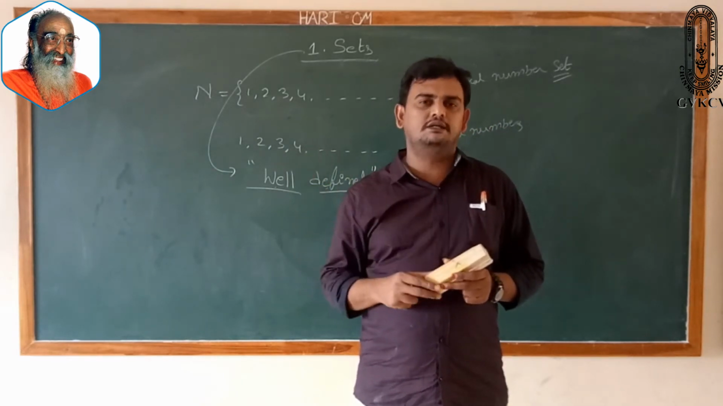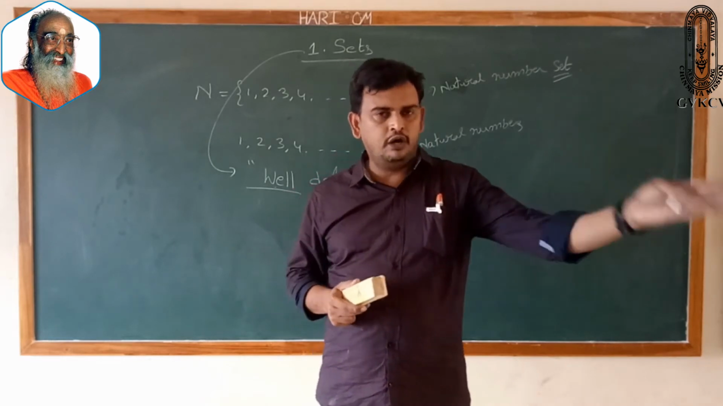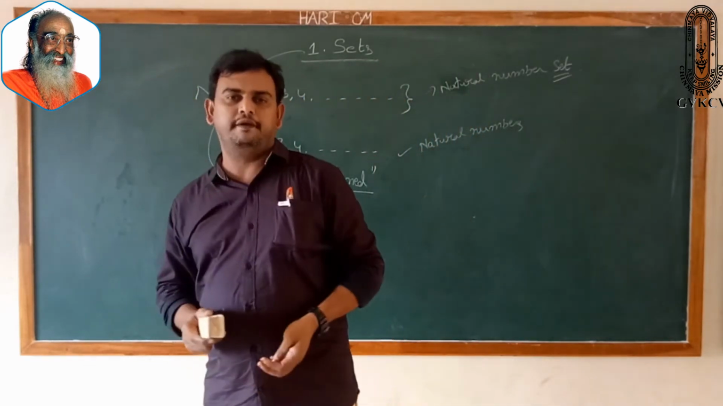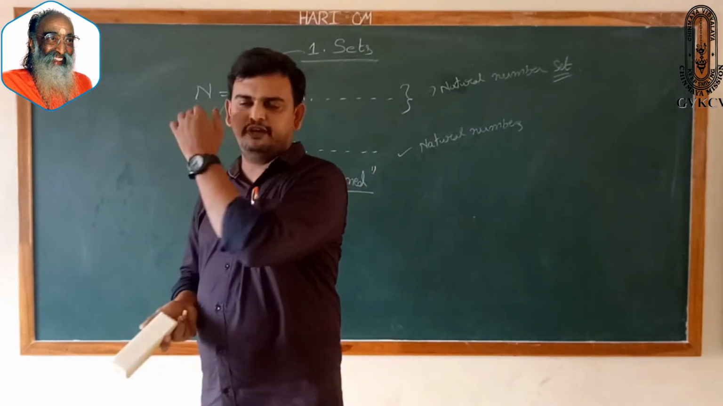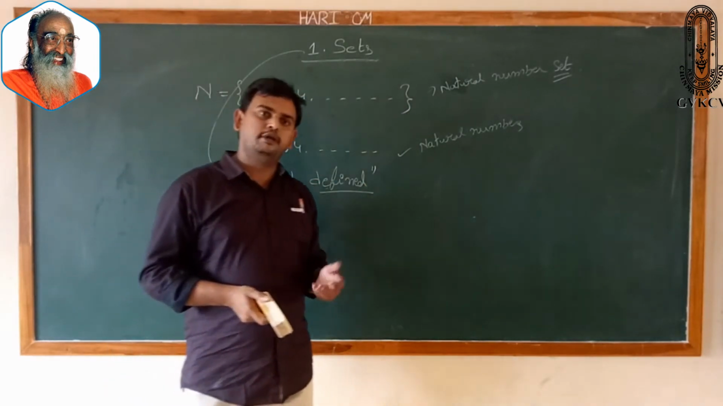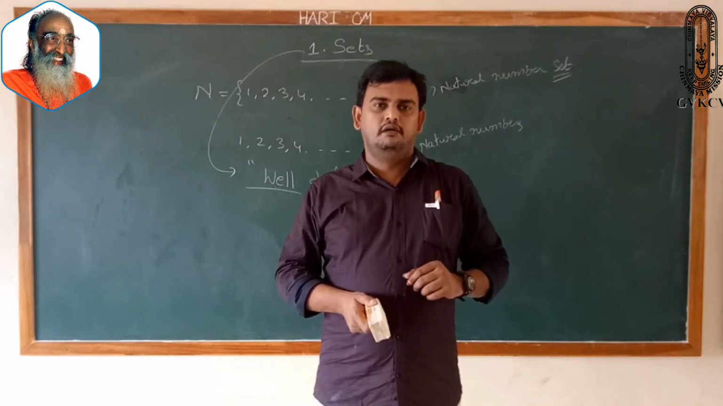You go and ask what are the natural numbers or what are the counting numbers. You can ask a 6th class student or a 7th class student or a 10th class student or an engineering student. Everyone will tell that 1, 2, 3, 4, 5, 6, 7, 8 are nothing but called either natural numbers or counting numbers, because that is also well defined.